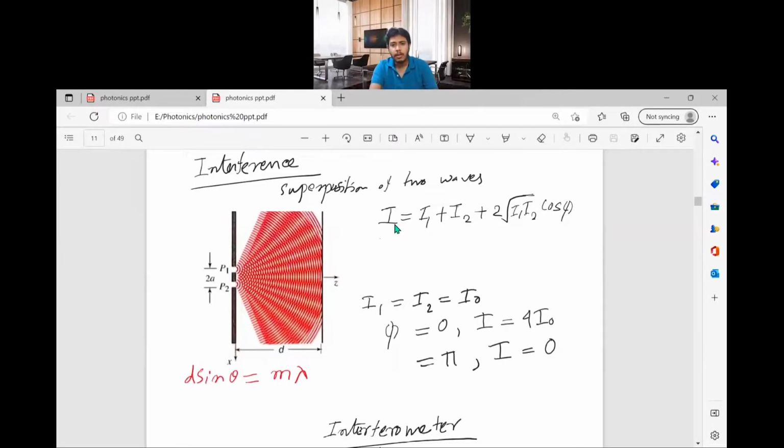So the total output intensity will be equal to I1 plus I2 plus 2 root I1 I2 cos phi, where I1 and I2 are the intensities of the two waveforms, and phi is the phase difference between these two.